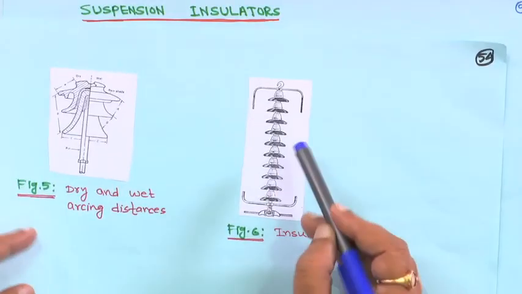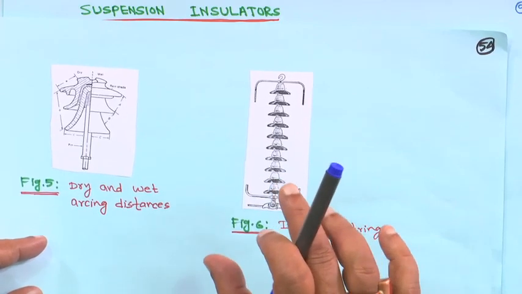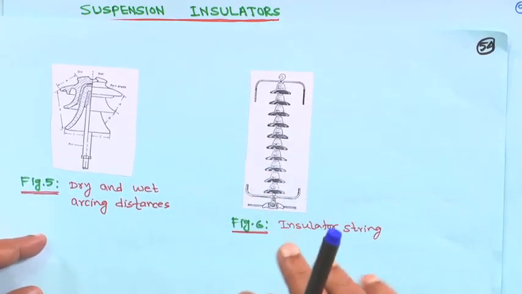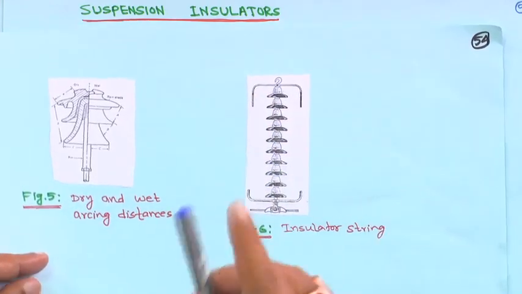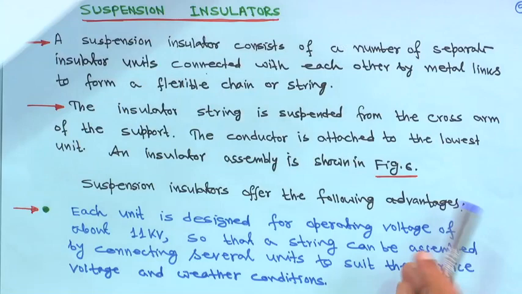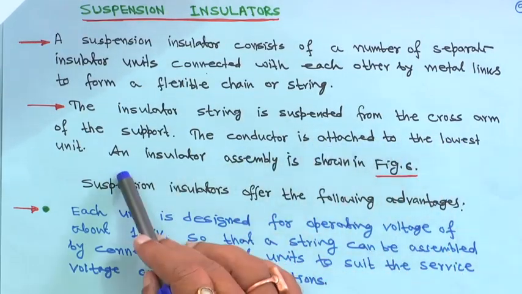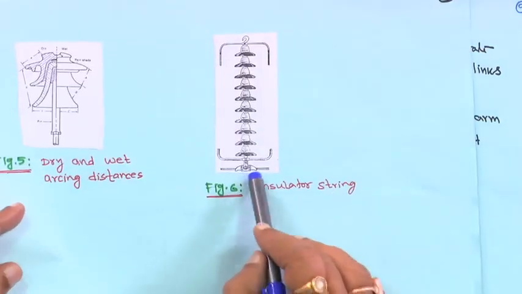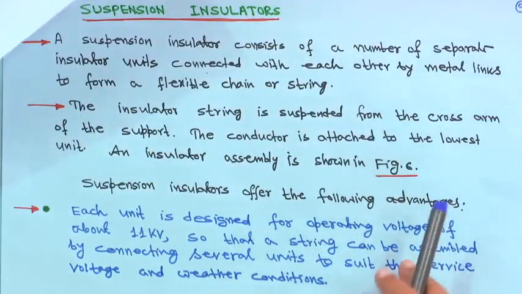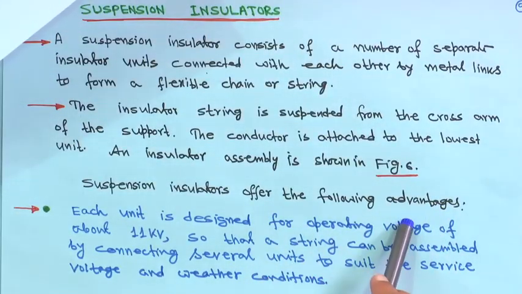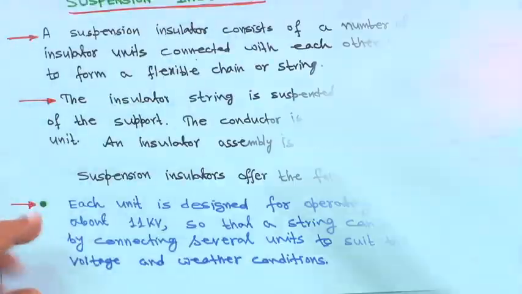Suppose you have this tower, and you have the cross arm, and from the cross arm these are suspended. You might have observed this in a transmission tower. The conductor is attached to the lowest unit, connected at the bottom, and the suspension insulator offers the following advantages. So, what are the advantages?